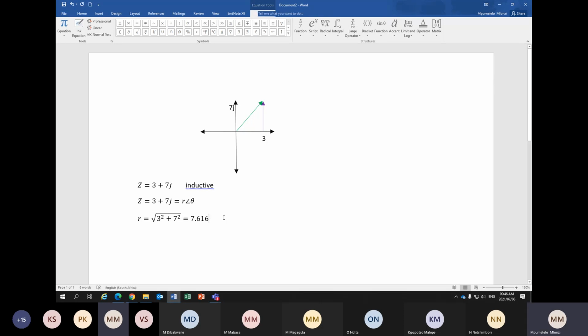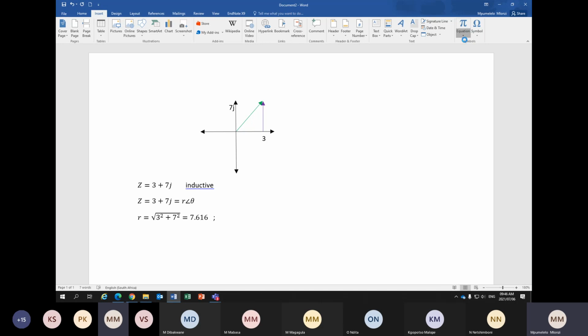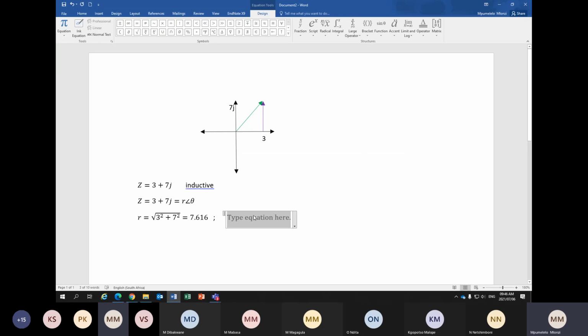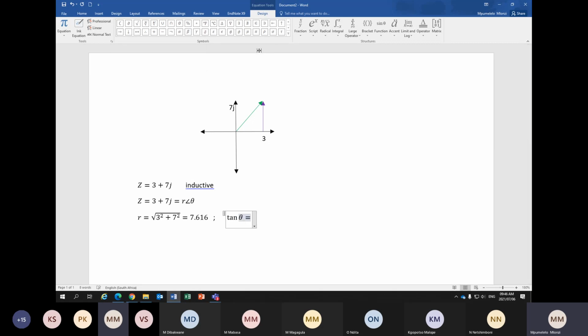And to determine now the angle, we have the adjacent, which is 3, and the opposite, which is 7. Then we can use a trigonometric function which involves those two parameters, adjacent and opposite, and that is tan theta, but we're looking for theta. Tan theta is equal to opposite, which is 7, divided by 3. And from this, it gives us our theta to be what?